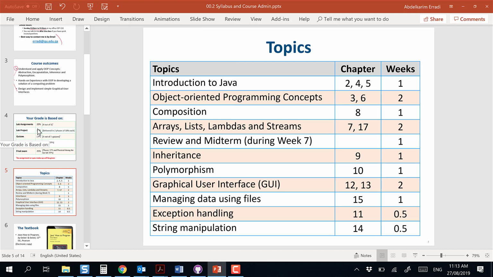Okay, now in the second half, we start looking at graphical user interface, at managing data using files, and exception handling and string manipulation. If some of this is not clear, of course it's normal, and hopefully it is exciting. We will learn about them as we move forward. But these are basically the topics we will be covering, the book chapter associated with each topic, and how many weeks we will spend in each topic.